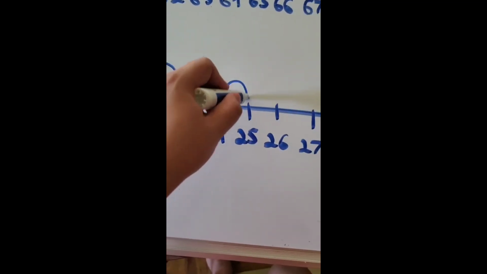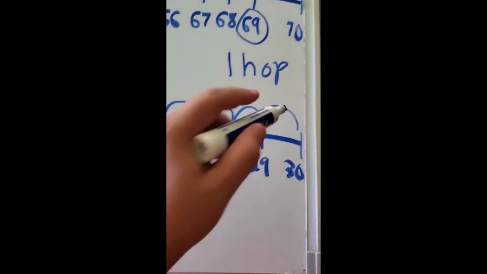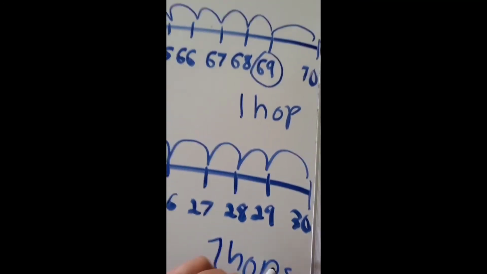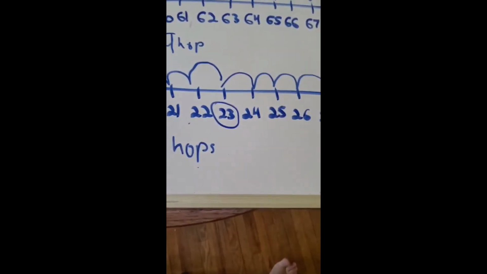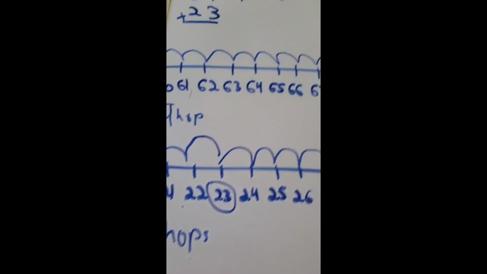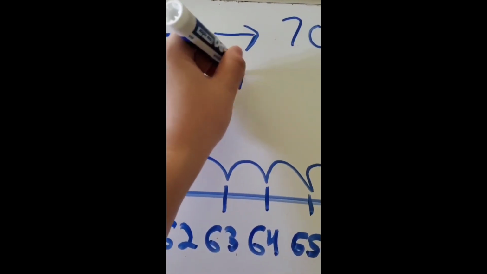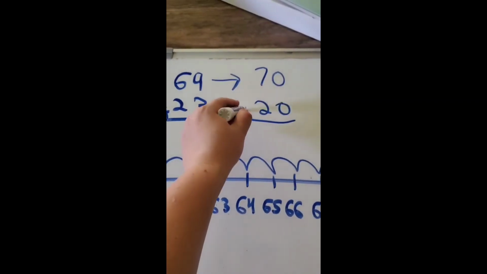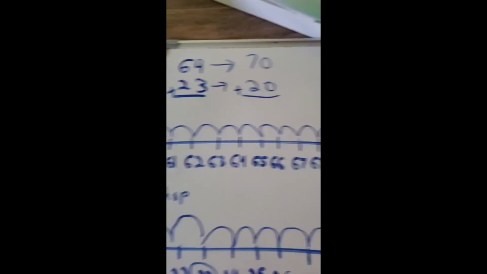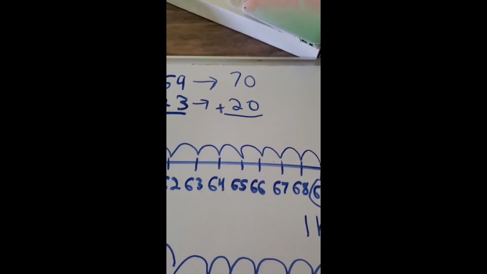Let's try to 30 now. 1, 2, 3, 4, 5, 6, 7. 7 hops. What nearest 10 is 23 closer to? You guys are right. It's 20 because it had 3 hops and this one has 7 hops. And you always want to figure out what the nearest 10 is with the fewer hops. So now I'm going to write 20 over here, so that way I know what it is.